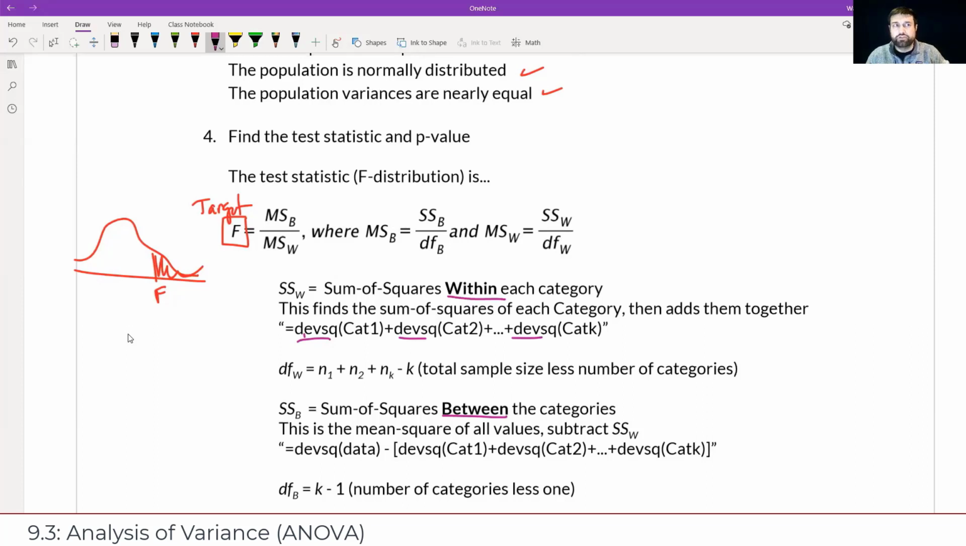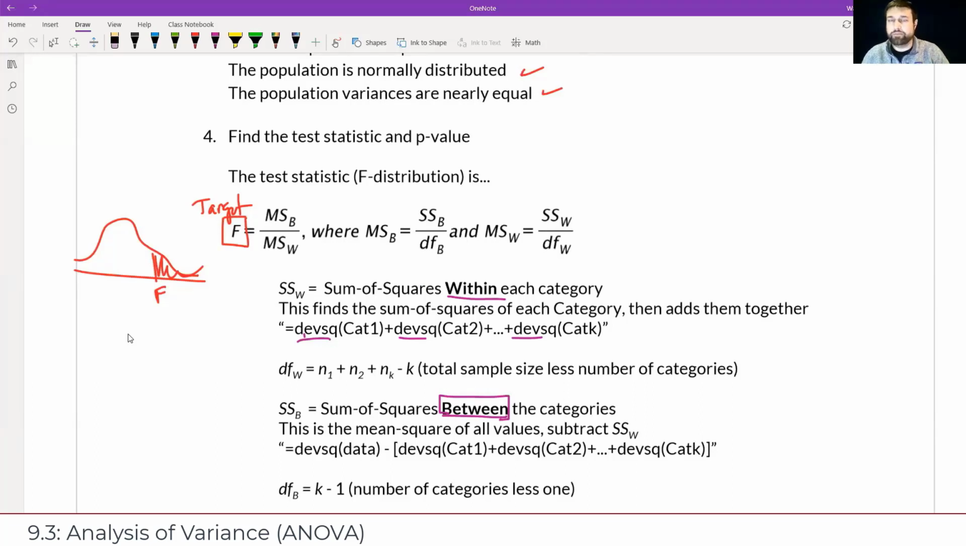That's within. So each individual column is its own calculation, and then you add them all up, okay? The between is if you took all those categories and made one giant set out of all the samples, put them all together, and then calculated the sum of the squares of that entire population. That's what the between means. So between means in between each individual item, and the sum of the squares within means within each column, okay?